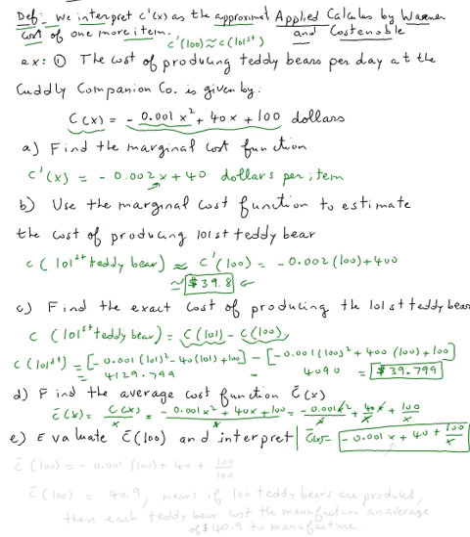So this is the average cost function. Now for question E, we need to find the average cost of 100 teddy bears. All we do is plug 100 into the average cost. If we do that, we get negative 0.001 times 100 plus 40 plus 100 divided by 100. If we use a calculator, we're supposed to get 40.9.